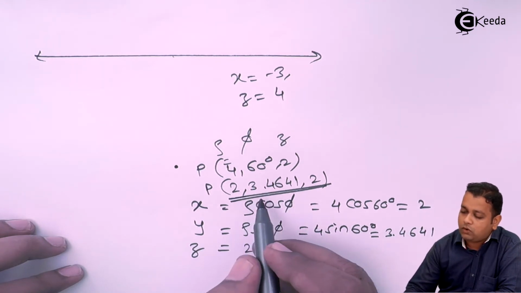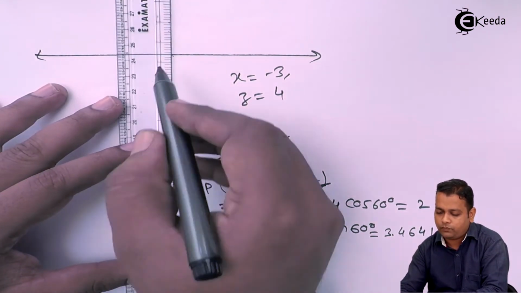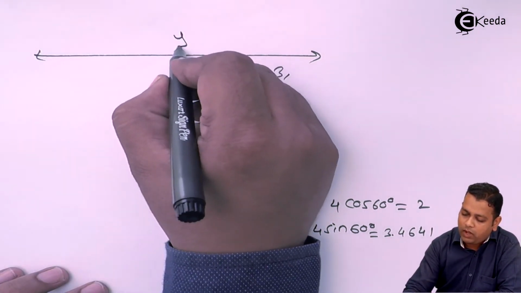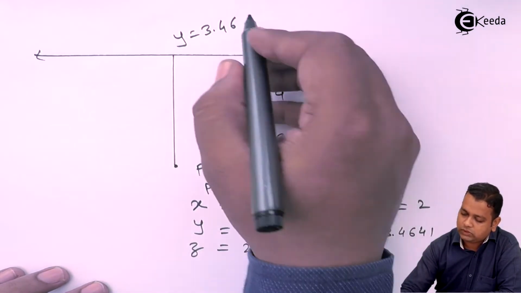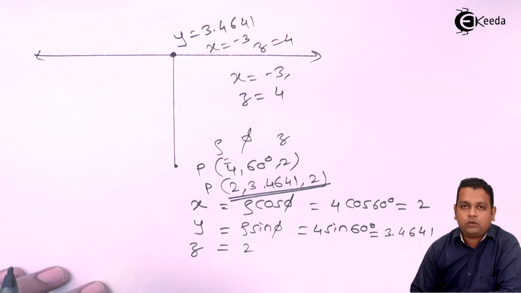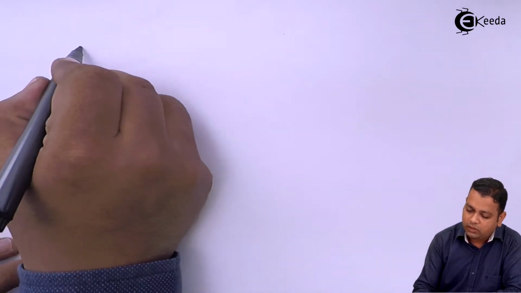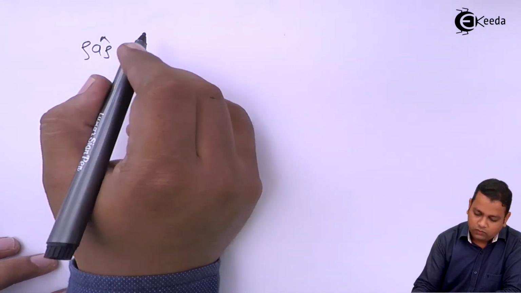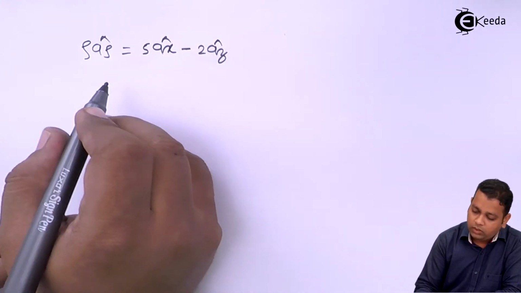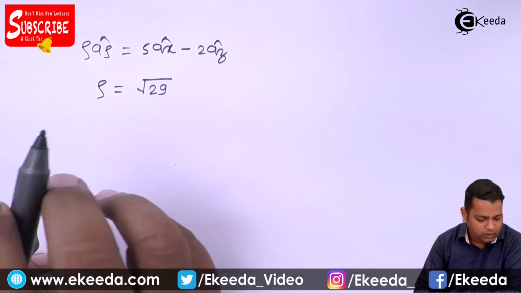Now from this point, we have to draw a perpendicular onto this line. It will be like this. So on this point, y is equal to 3.4641, x is equal to minus 3, z is equal to 4. At this point, the perpendicular will be drawn. So to look at the conditions, here we get the vector. The vector represented as rho arrow cap will be equal to 5 ax cap minus 2 az cap. The rho we obtained here is the square root of 25 plus 4, it will be 29.